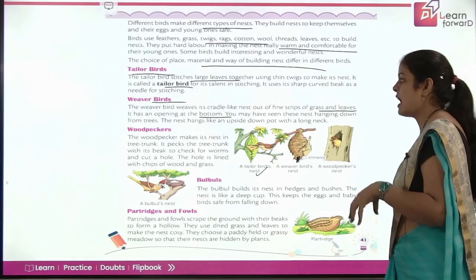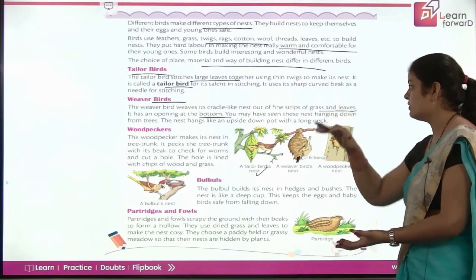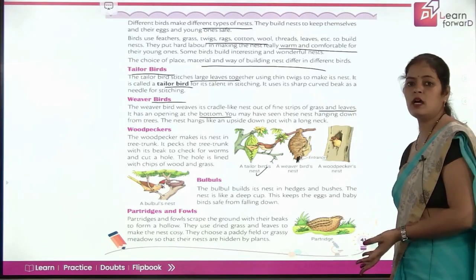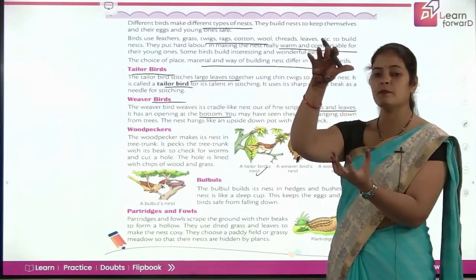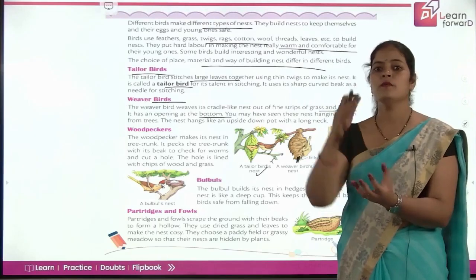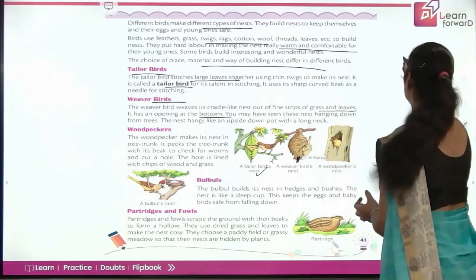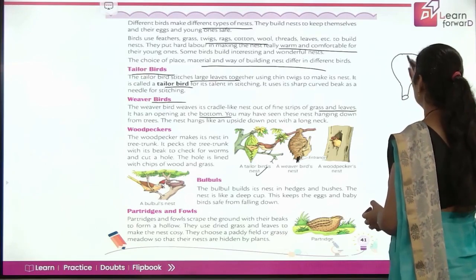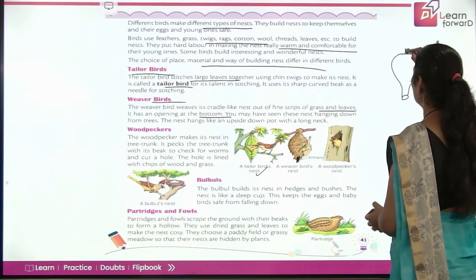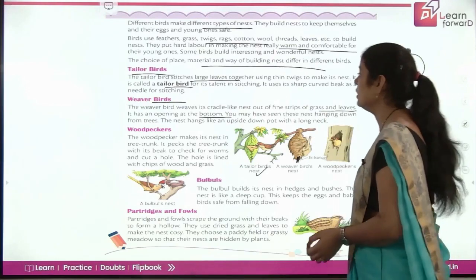The nest hangs like an upside down pot with a long neck. So it appears that a pot has been hung there upside down. The mouth is from below, and this is how it appears. It is shown there in the picture, this is the mouth and this is how it is attached to the branch of the tree. So this is the cradle shape.